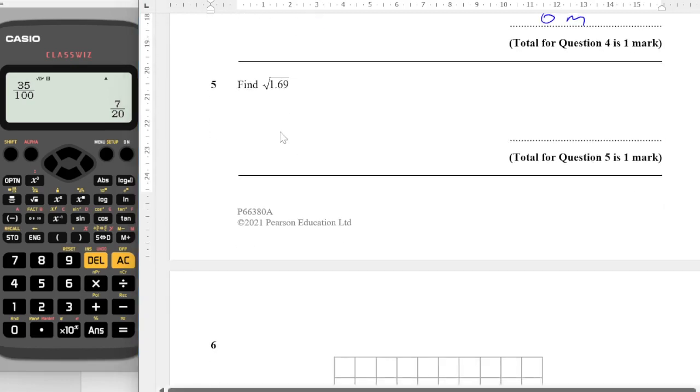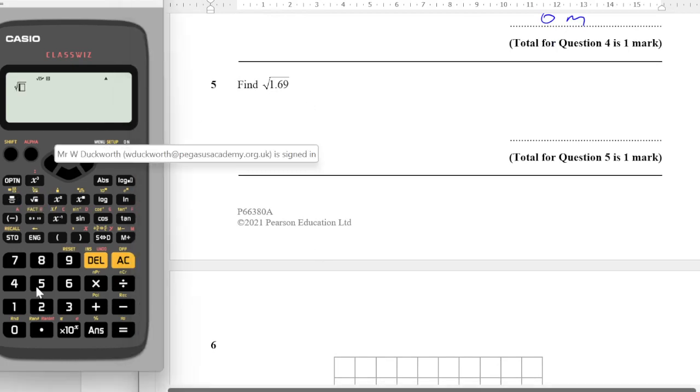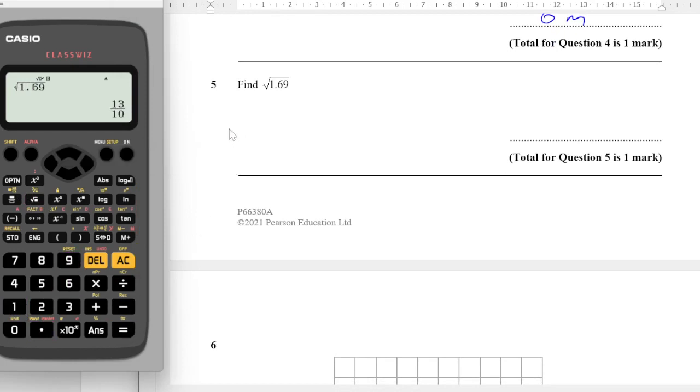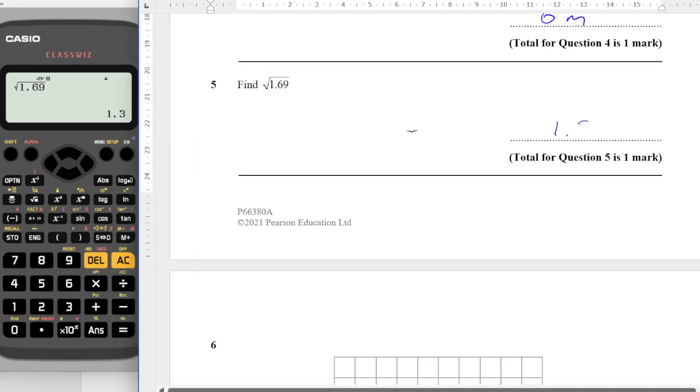Right, question 5. Find the square root of 1.69. So calculator, square root 1.69 equals, and then you've got a couple of choices here. We can either go 13 over 10, or alternatively that's going to simplify to, as a decimal, 1.3. And I would recommend you go for that form. Reason being, that's the same form as the question. So this is a decimal number, so we should really give it in the same form.